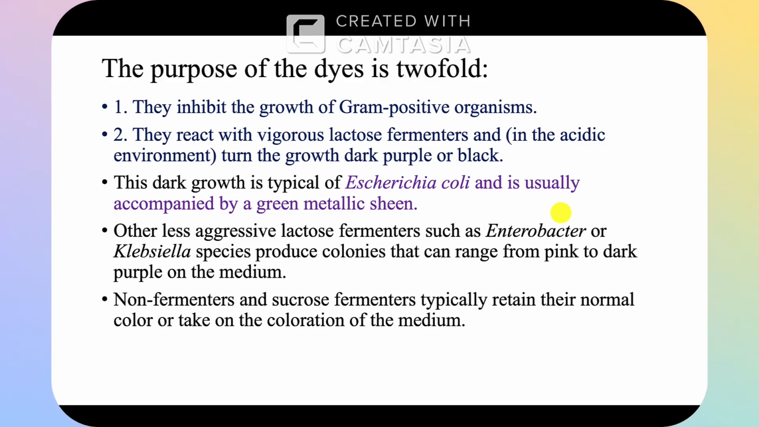So in the acidic environment, the color will change, turning to dark purple or black. This dark growth is typically E. coli, usually appearing with a green metallic sheen. Green metallic sheen is how the E. coli colony is identified on this media.